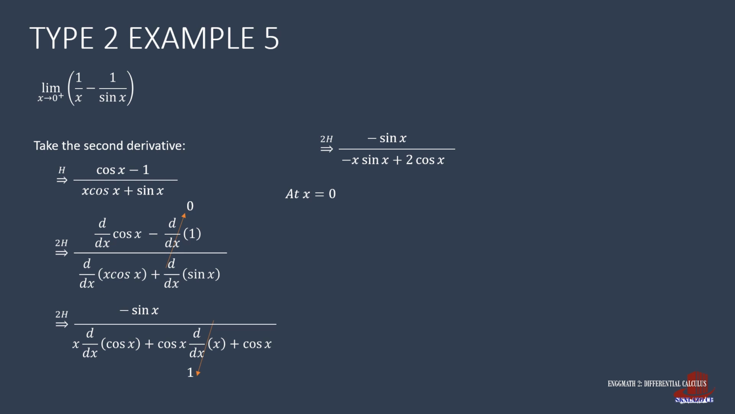Placing 0 for x, we get negative sine of 0 over negative 0 times sine of 0 plus twice of cosine 0. This is simplified as 0 over 0 plus twice of 1, which gives 0 over 2. So, the limit of 1 over x minus 1 over sine of x as x approaches 0 is 0.